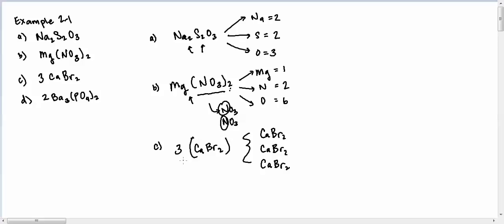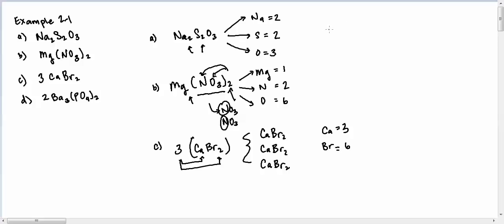In the previous one, when I had the 2 applying to the parentheses, it only applied to the thing that's in the parentheses. But this 3 basically multiplies this whole compound. So as far as how many Cas I have and how many Brs I have, 3 Cas. And as far as bromines, I have 6 of them. I guess one way you can look at it is you have the 3 times the 2, and that gives you the 6, whereas the 3 times the 1 will give you 3.